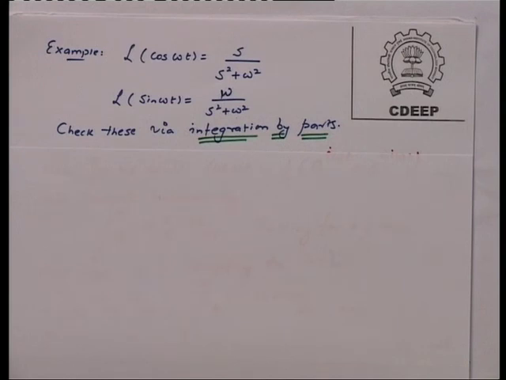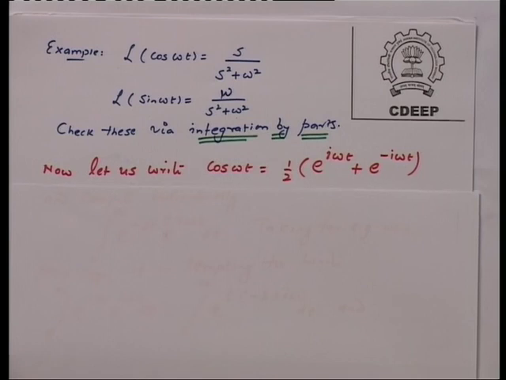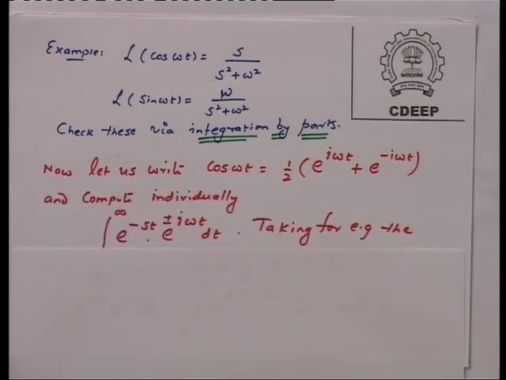Now when you want to prove these formulas, you have to prove them by integration by parts. You will say integration by parts is boring, we have to do it twice. So why not be smart? Why not just write cos omega t as 1/2 of e to the power I omega t plus e to the power minus I omega t, and compute individually the Laplace of e to the power I omega t and the Laplace of e to the power minus I omega t, and add the results. That would be the shortcut, correct.